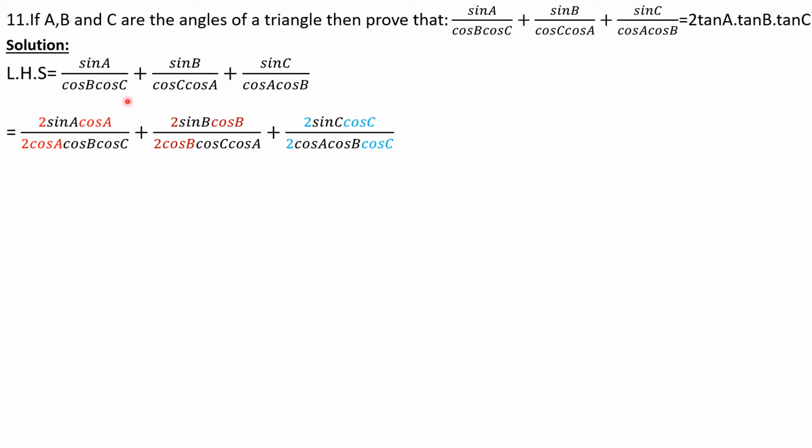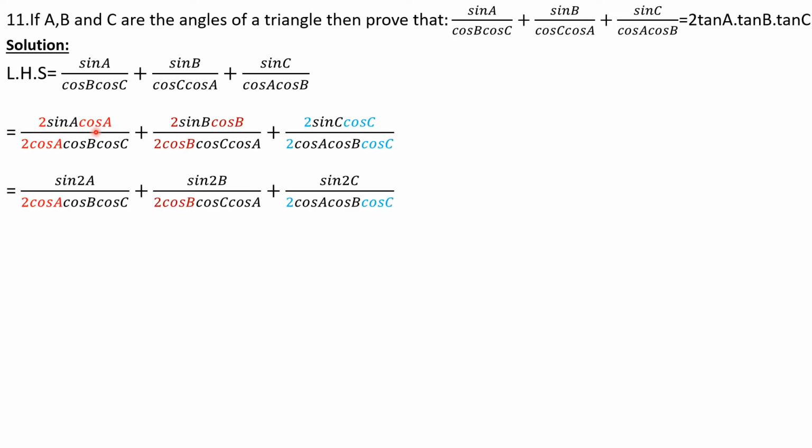After this, you can check, this part goes in formula. It is in the form of 2 sin A into cos A, which is sin 2A. Similarly, this is sin 2B and this one is sin 2C. And you can check, the denominator of all these fractions are same. So the LCM will be 2 cos A into cos B into cos C. And after simplification, we will get sin 2A plus sin 2B plus sin 2C.